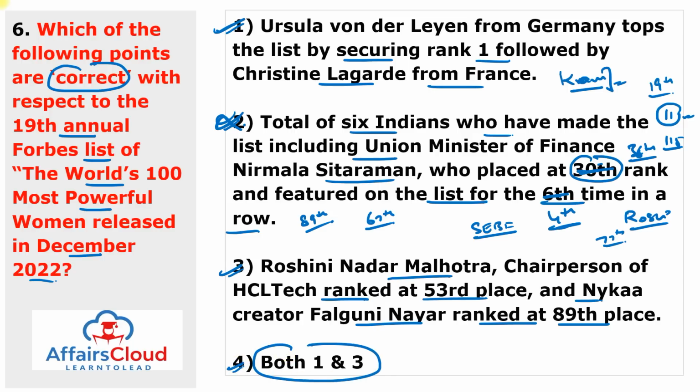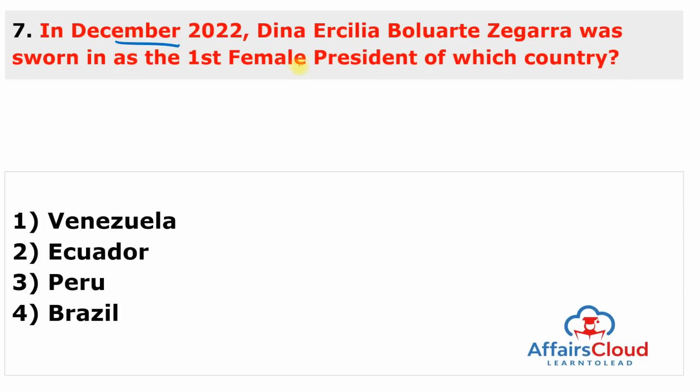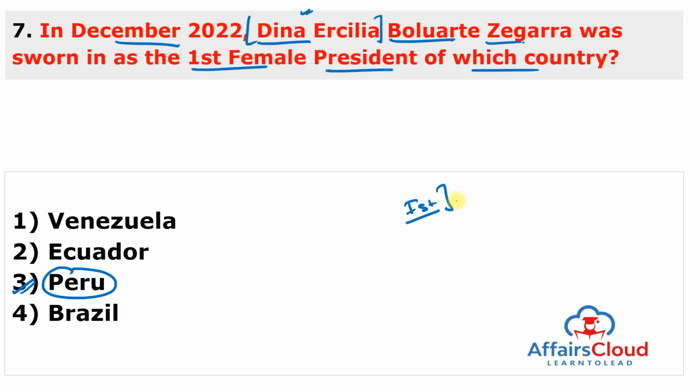Moving to next question. In December 2022, Dina Arcilla Boluarte Zeguera was sworn in as the first female president of which country? Just remember the first 2 words. Dina Arcilla becomes the first female president of Peru. Answer of this question is 3. So Vice President of Peru, Dina Arcilla, was sworn in as the first female president of Peru after Pedro Castillo, the president of Peru, was ousted by the Congress and arrested on charge of rebellion.